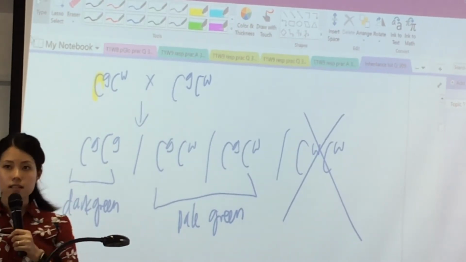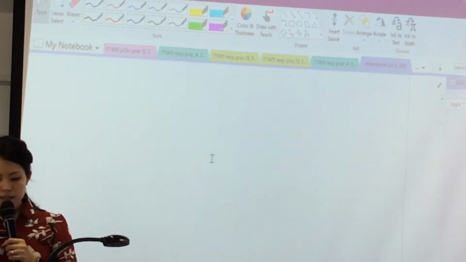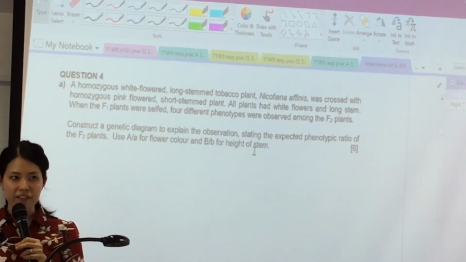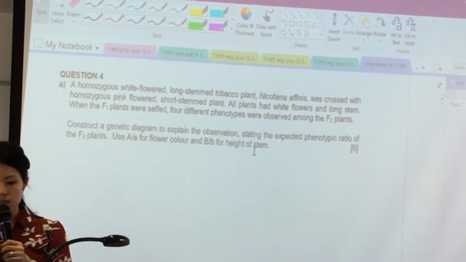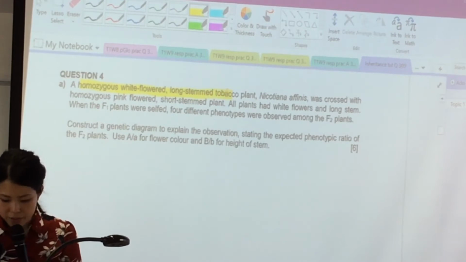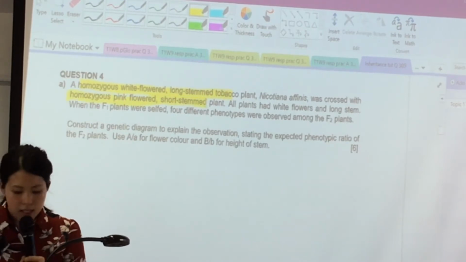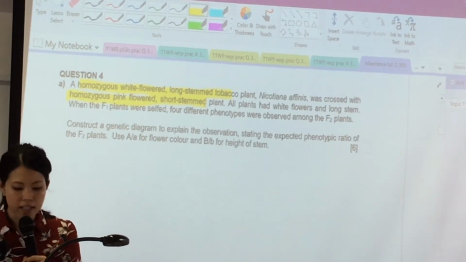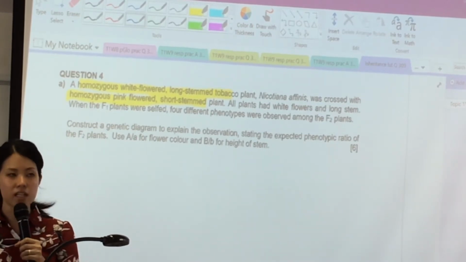Any questions? Okay, now the next question is, I think, quite simple. It is what you have covered in lecture already. I just want to talk about some things to take note of if you were dreaming during lecture. So this question number 4 is a question on dihybrid inheritance. How do you know it's a dihybrid inheritance?